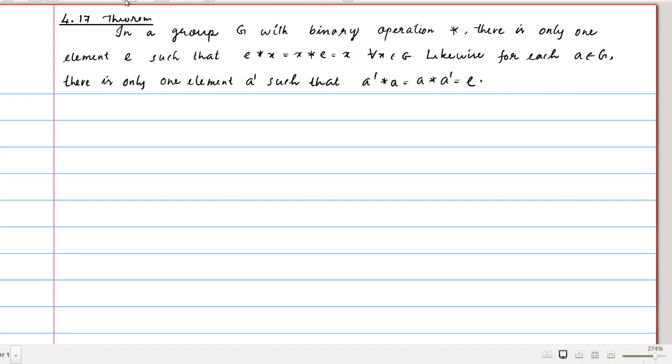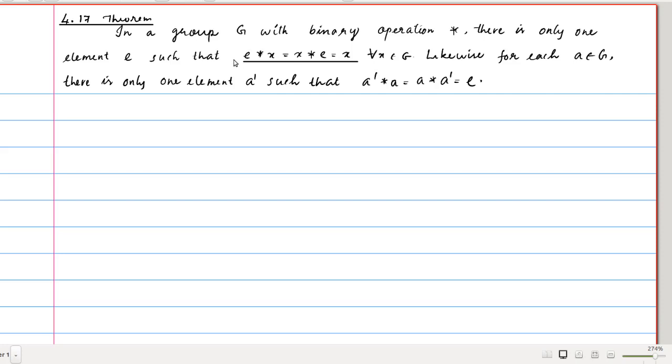Now we will prove theorem 4.17. The statement of this theorem is: in a group G with binary operation star, there is only one element E such that E star x equal to x star E equal to x for all x belongs to G, and likewise for each A belongs to G, there is only one element A prime such that A prime star A is equal to A star A prime is equal to E. This shows that E is the identity element of the group, so the meaning of the statement is that the identity element of the group is unique.